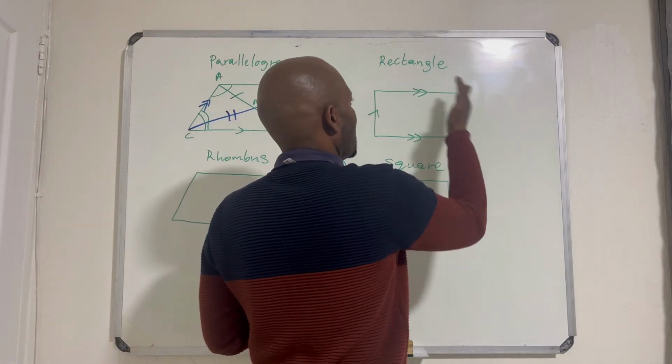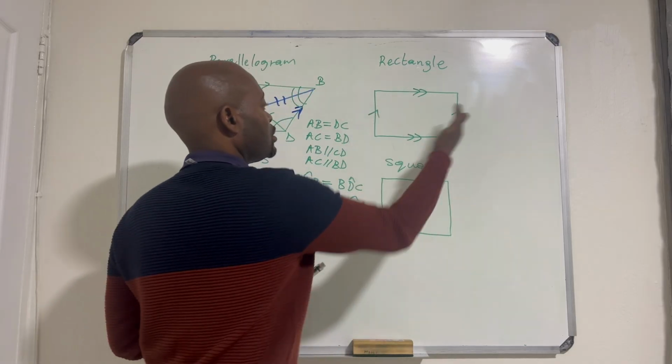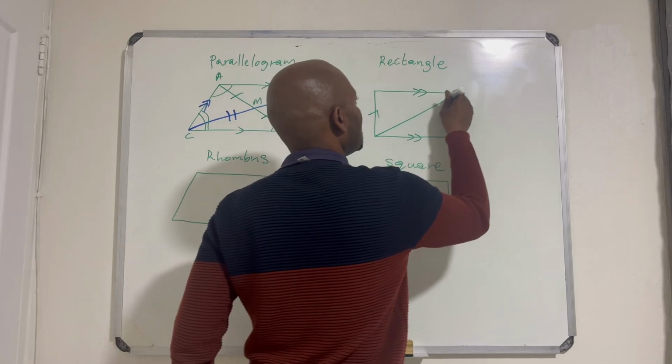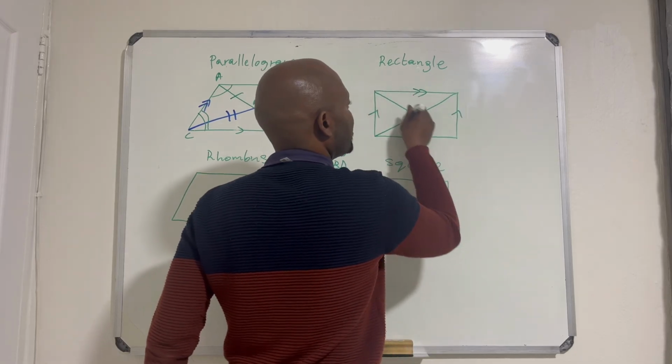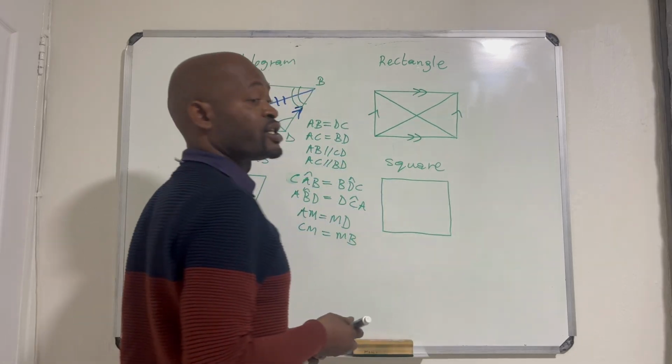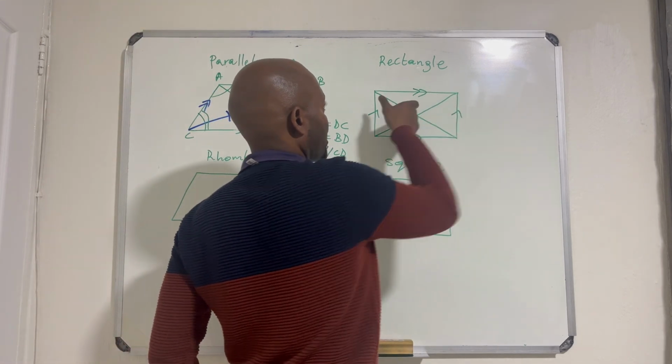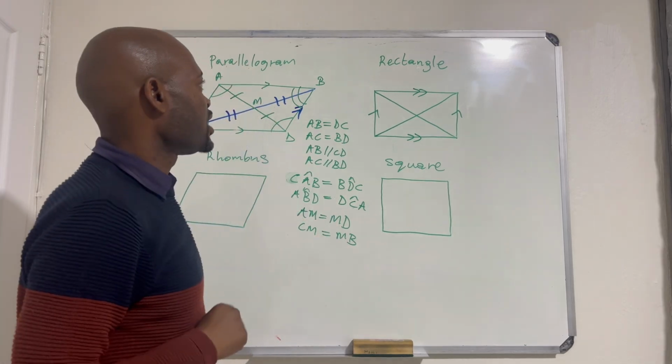Opposite sides are equal as well. Diagonals bisect each other, but they bisect each other equally in this case, because this is equal to that, equal to that, equal to that. They bisect each other.